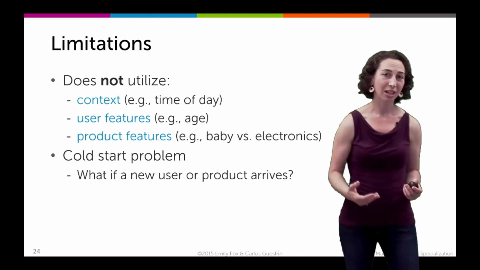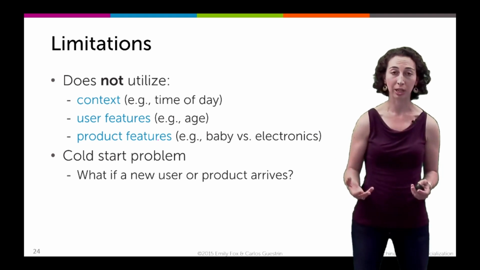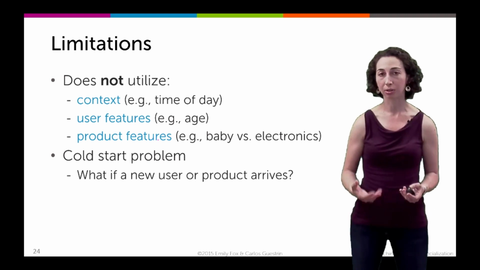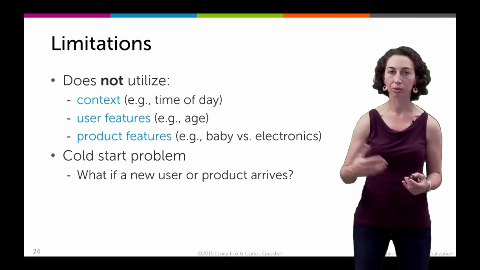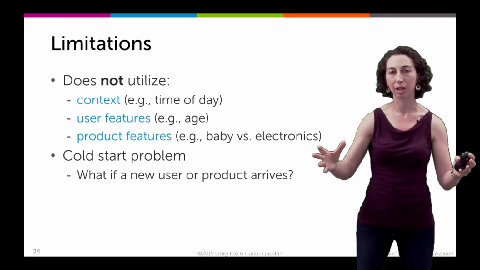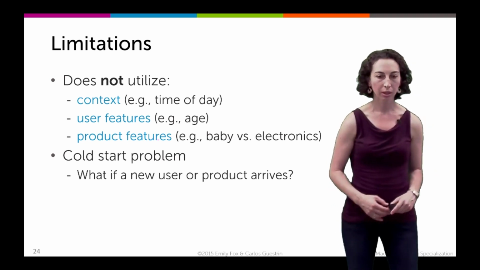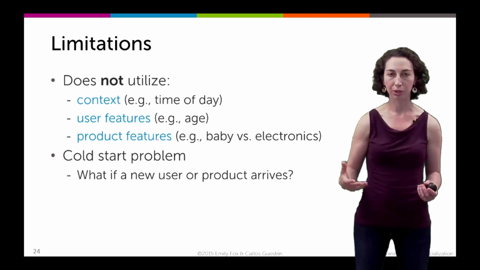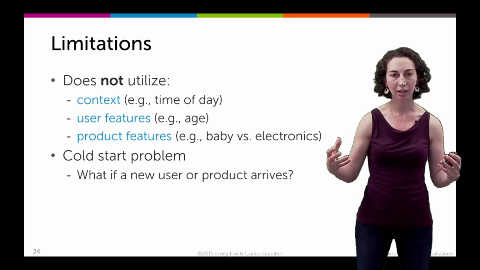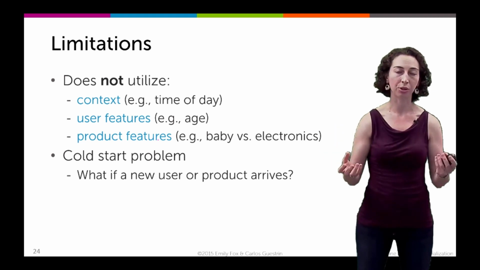Okay, but this method still has some limitations. So for example, it doesn't use context like time of day, at least not directly. It doesn't use features of the user like my age or gender or anything like that, because it's grouping all users together when it's looking at this co-occurrence matrix. And likewise, it doesn't use features of the products. Okay, so everything's just pooled together without any kind of notion of different properties of these products or users to drive these recommendations.